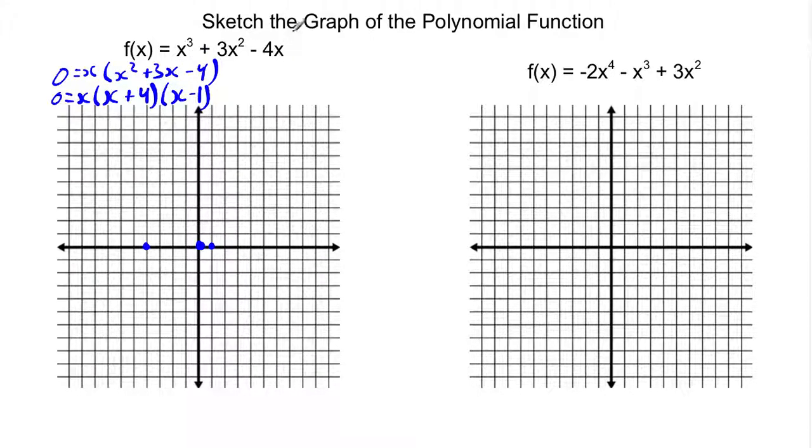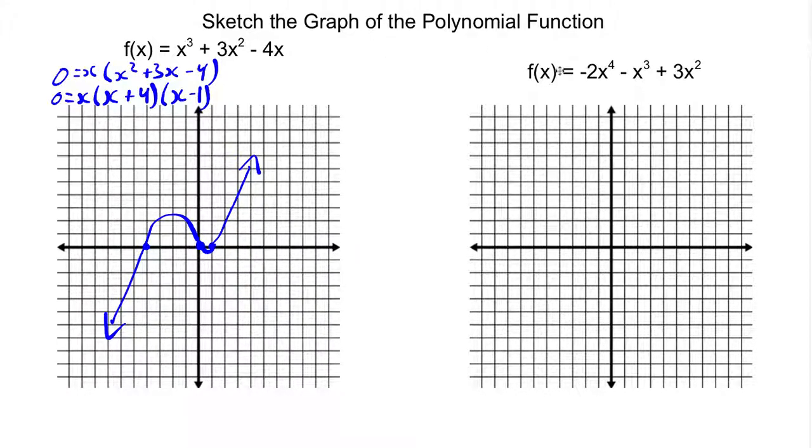If I find the y-intercept, I make x 0. Again, we can see that it crosses the origin, so that's the y-intercept. The degree is odd, which means that the end behavior is going to go in different directions, and the leading coefficient is positive. So that means positive to positive, negative to negative. We're going to have these turning points, and that's my graph.